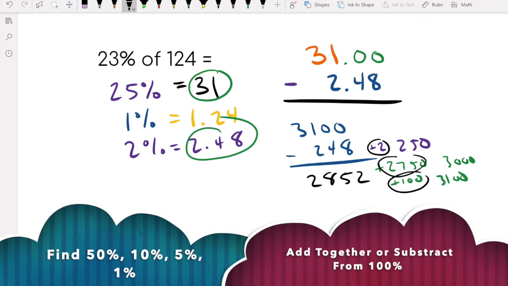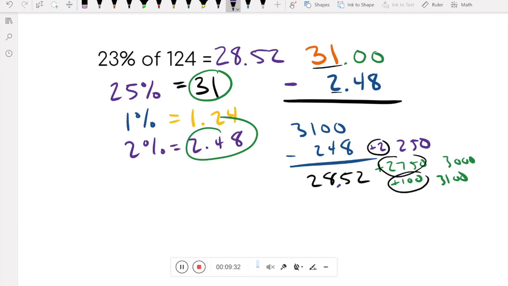So now I have to think about where the decimal goes. Well, I had 31. I subtracted only a little more than 2 from it. So my decimal is definitely going to go here. So my answer, 23% of 124, is 28.52. That's it.